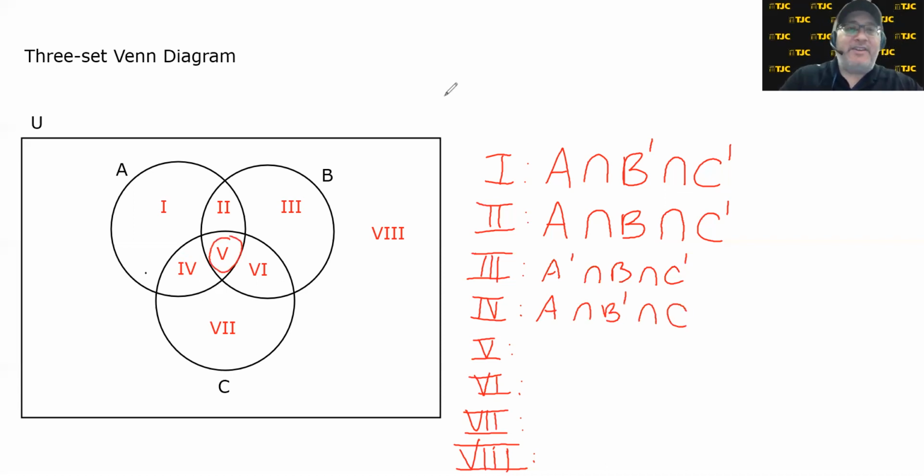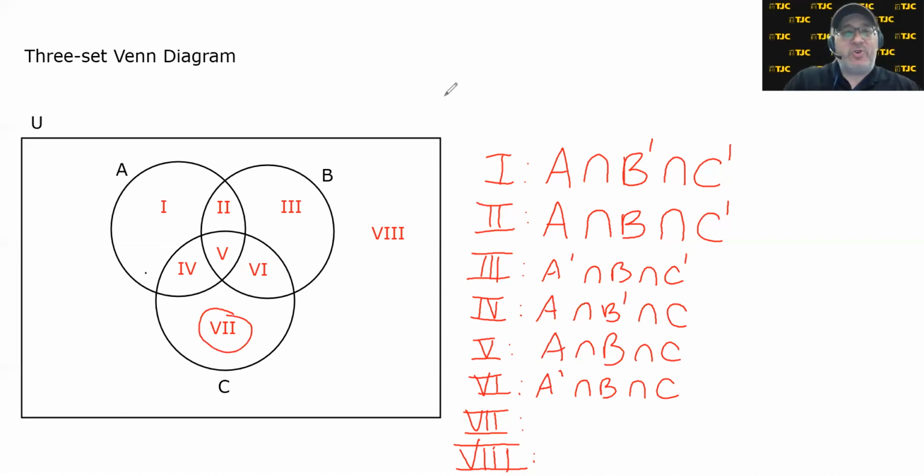Region 5 is in all 3 circles. It's what I call the triple intersection of the Venn diagram because it's where all 3 circles overlap. So it is A intersect B intersect C. Region 6 is in circle B and circle C, but not circle A. So it is outside of A, and inside of B, and inside of C. Region 7 is in circle C only, so it is outside of A and outside of B. So outside of A, and outside of B, and inside of C.